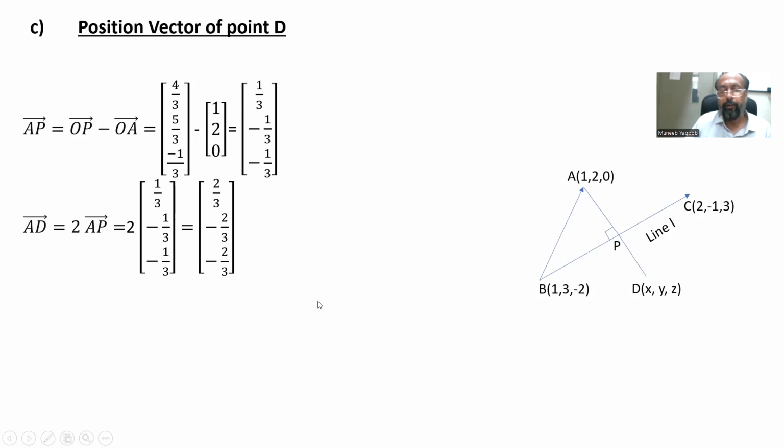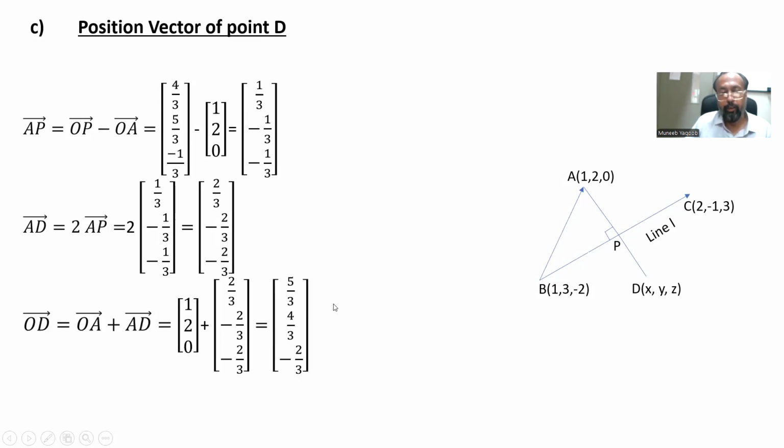Now, finally, to compute the position vector of D, we will use the triangle law, that is vector OD equals vector OA plus AD. We already know OA from the statement of the question, and for AD we can use this value, and hence we will add the two column vectors, and finally we can get the position vector of D.